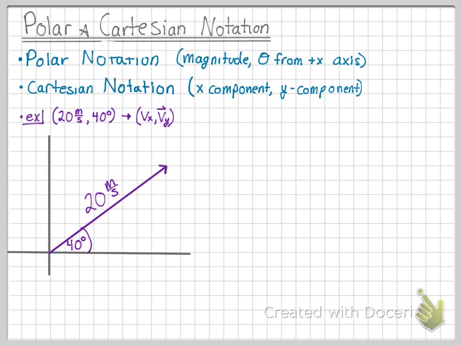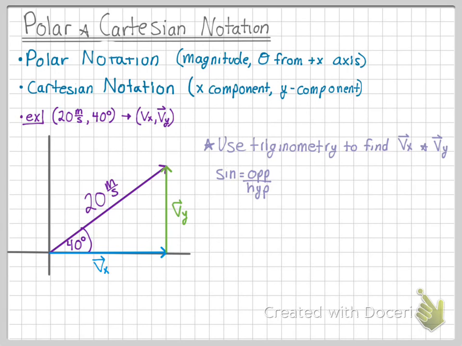Here we have a two-dimensional velocity written in polar notation, and we want to convert it into Cartesian notation. The velocity is a magnitude 20 meters per second directed 40 degrees above the positive x-axis. Now, to convert into Cartesian notation, we will first calculate the velocity in the x direction, and then we will calculate the velocity in the y direction. And to do this, we're going to use trigonometry.